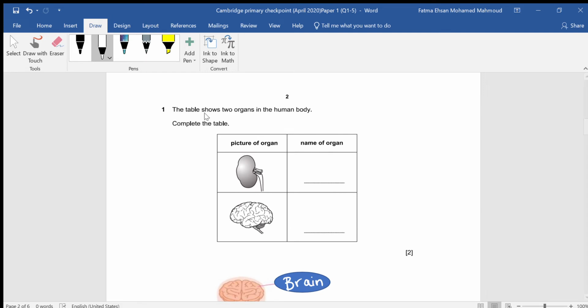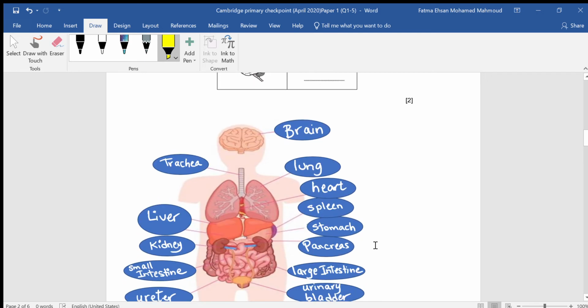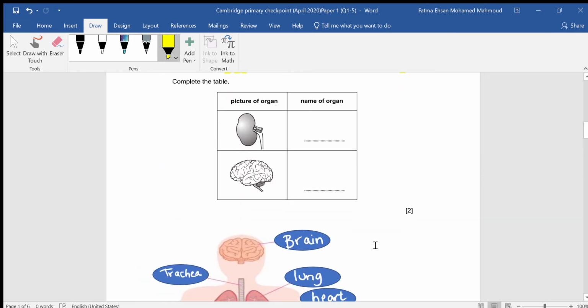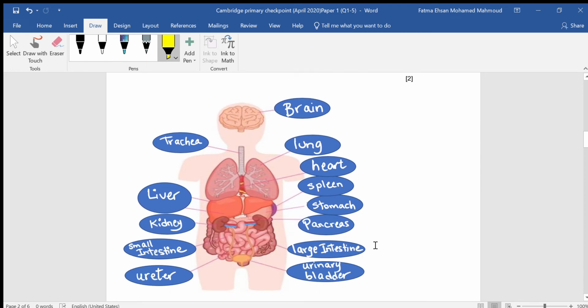The table shows two organs in the human body. Complete the table. يبقى عندي two organs هنا. I need to complete the table. قبل ما أكمل التابل, I need to review with you the human body parts. Okay. دي ال human body parts.